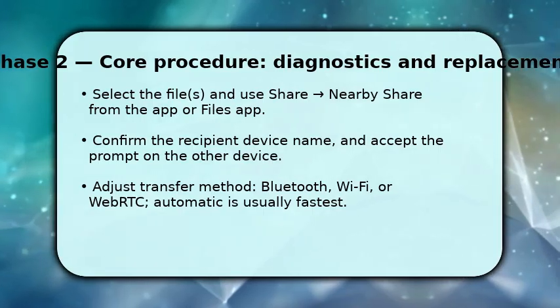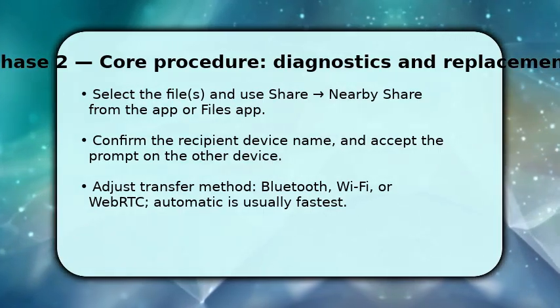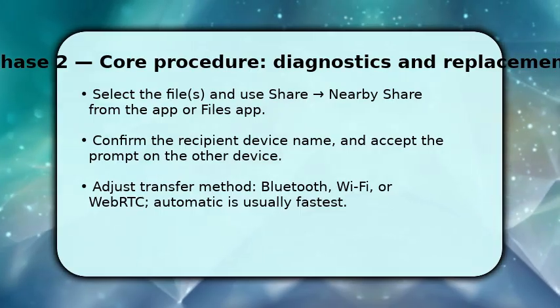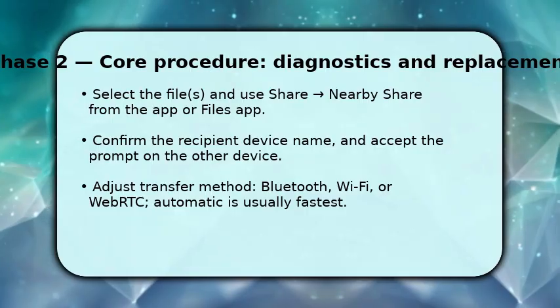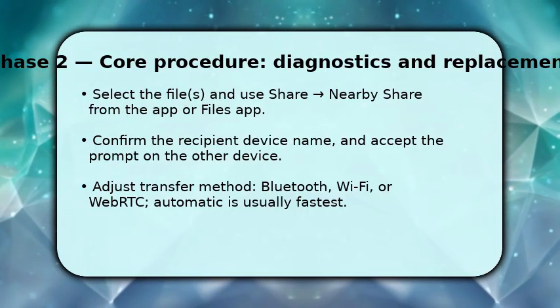Nearby Share chooses the best transport, Bluetooth, direct Wi-Fi, or WebRTC, automatically, but you can force a method in settings if you need faster speeds or lower battery use.